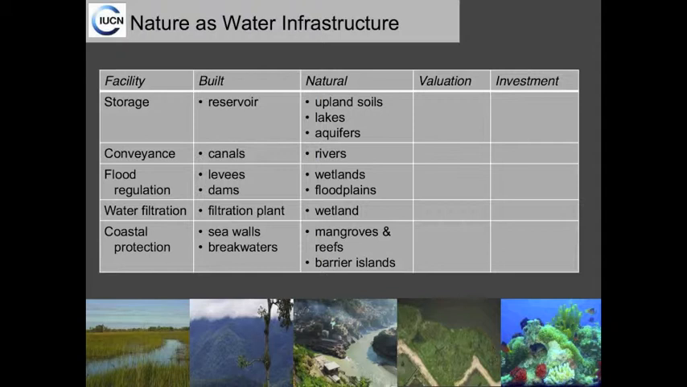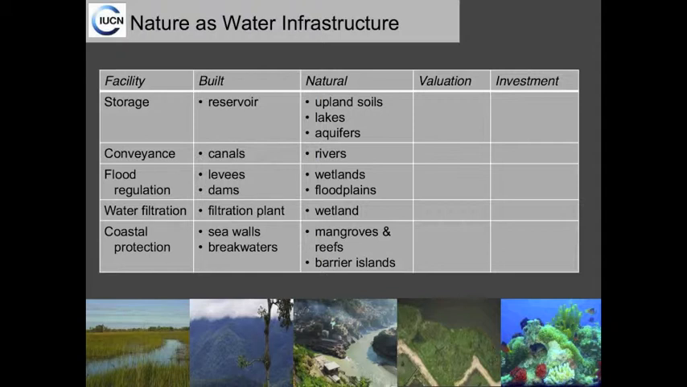But there's also a set of ecosystems that also provide the same sorts of functions. So water storage is provided by upland soils. So if you lose upland soils through erosion, you lose that function. Water storage is provided by lakes, by groundwater, etc. Conveyance, getting water from one place to another, is provided by rivers. Flood regulation is provided by floodplains and wetlands, and so on.